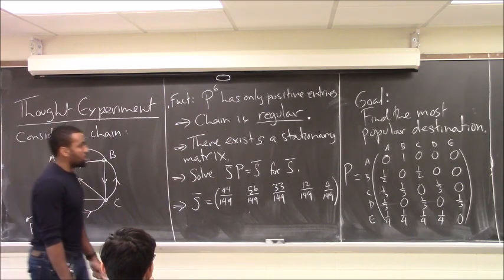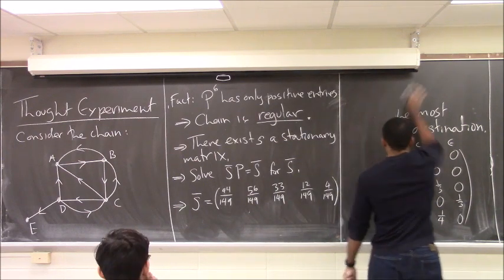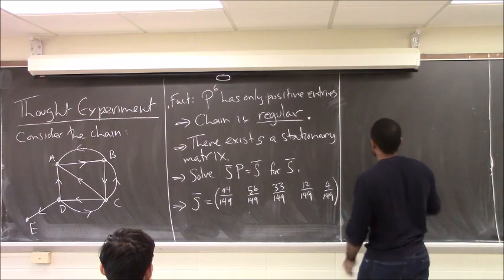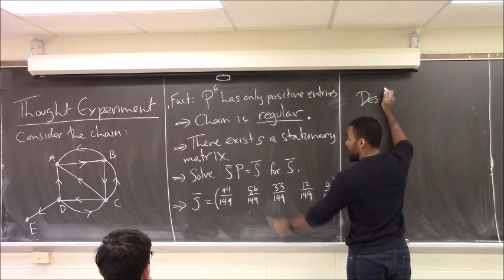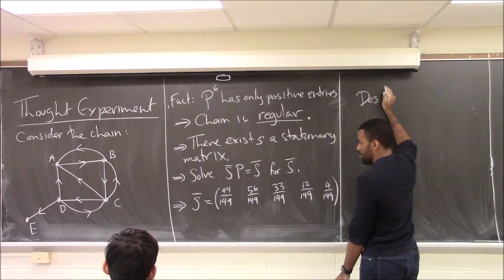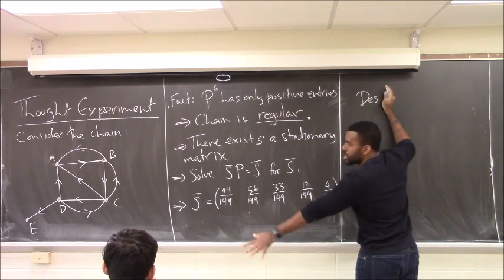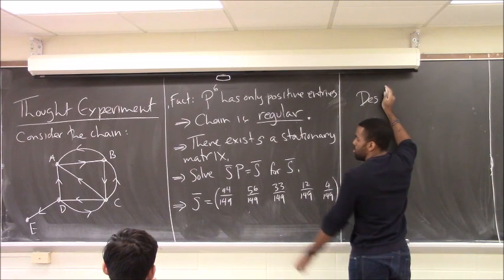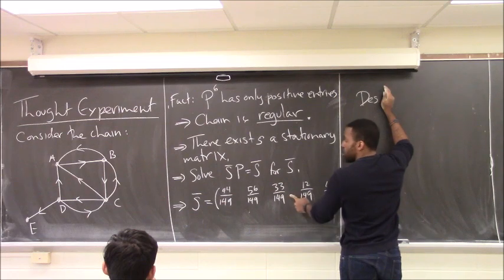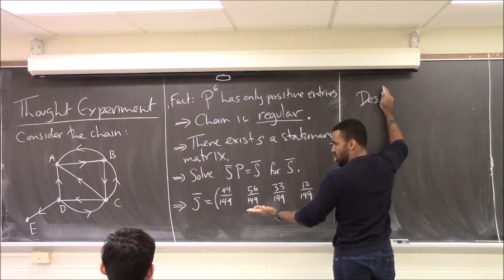So what can you actually say here? Answer the question: what's the most popular destination? B. You have a greater probability of heading towards B. So out of 149 people, if I drop 149 random tourists on this map, most of them are going to end up at B. The second most at A. Third most popular city is going to be C. So not only can I tell you the most popular city, I can actually arrange them.